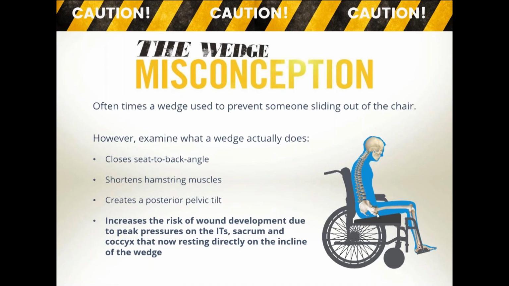The other problem that we have is that as we slide into more of a posterior pelvic tilt, those bony prominences of the ITs and the sacrum and the coccyx are now making more contact. Instead of taking the pressure off of the bony prominences, we're putting it more on the bony prominences because they're now making contact with the incline of this wedge cushion.